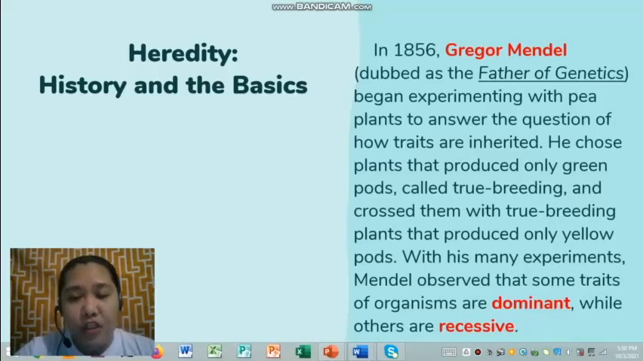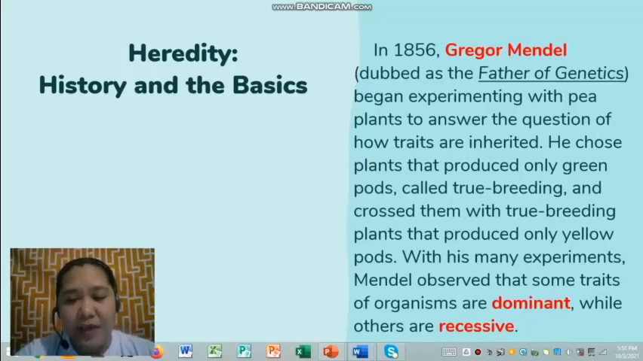So, based on his studies, he has chosen two different pea plants. One that produces only green pods, and the other plant is the one that produces the yellow pods. He crossed this, so that means the pea pods become the parents, and he studied the offspring produced when he crossed these two very different type of plants.